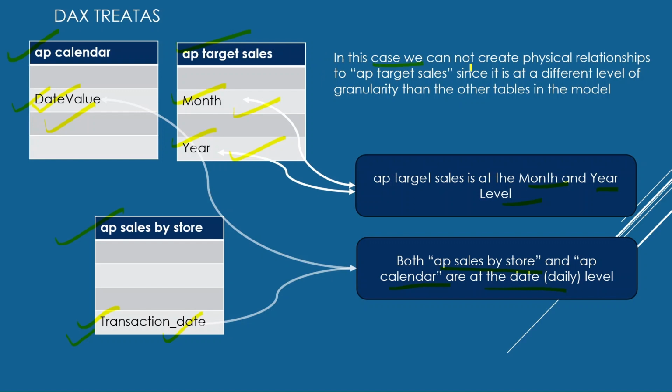In this case, we cannot create a physical relationship to the AP target sales since it is a different level of granularity than the other side of the table, which we have discussed. So whenever, for different reasons, we cannot create a relationship between two tables, one reason could be a different level of granularity, then we can use the TREATAS function to create a relationship between two unrelated tables.